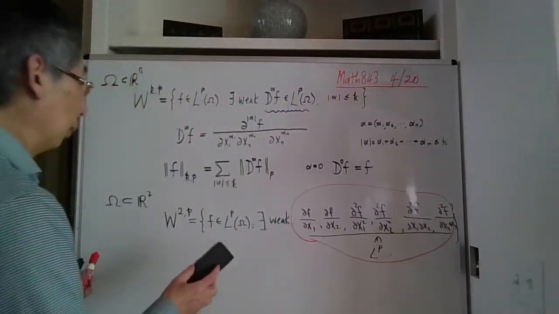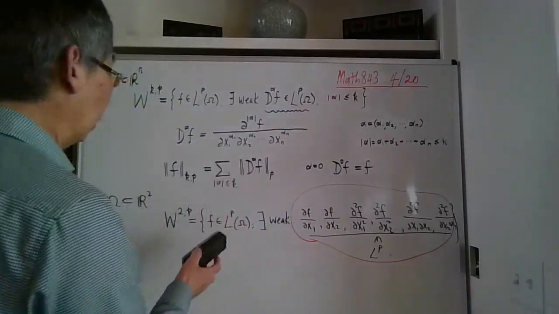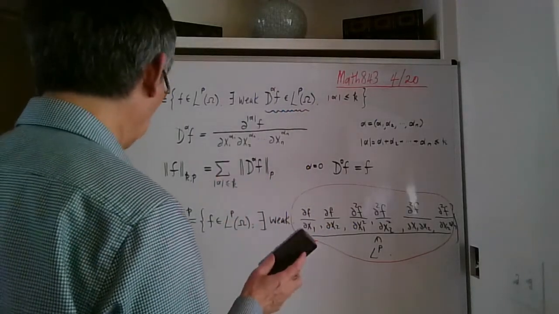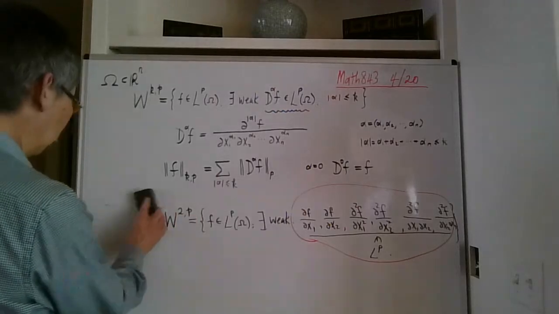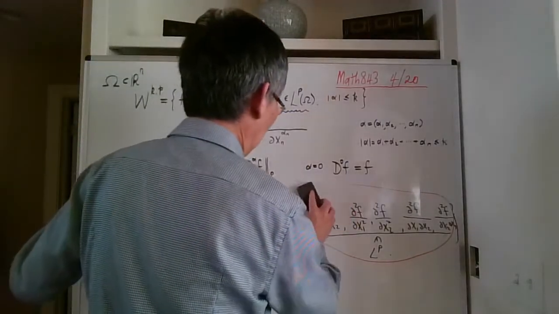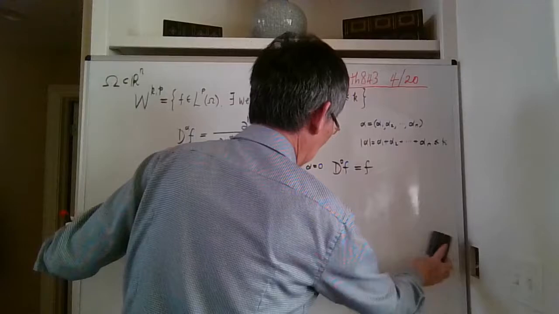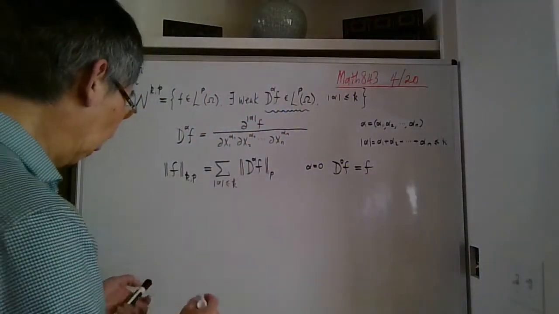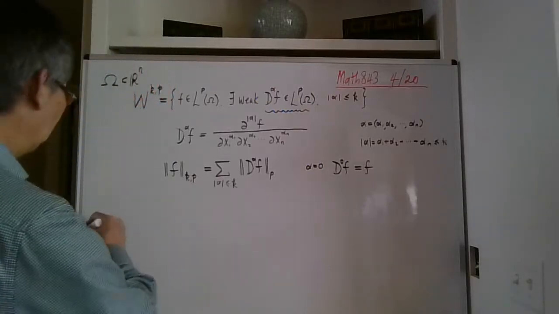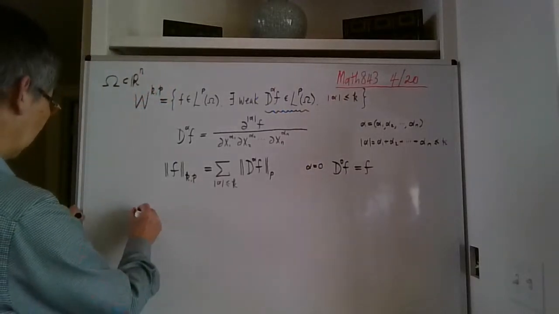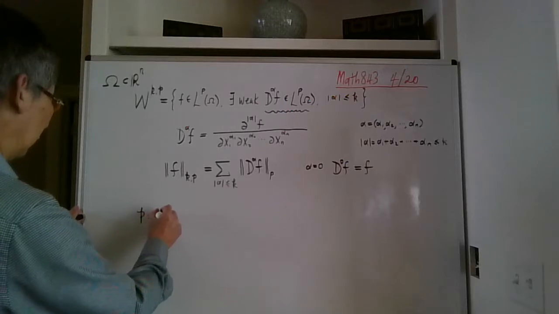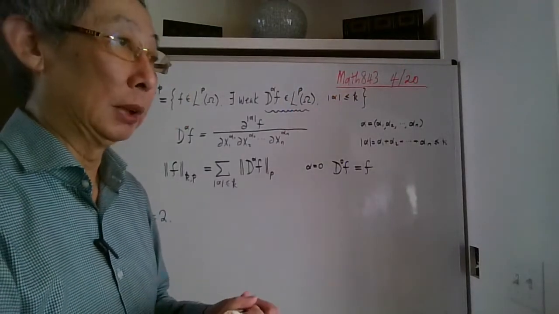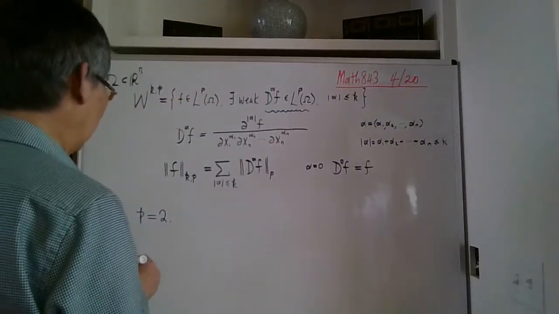And we also mentioned that this is the standard norm. You can also define other equivalent norms. I assume you all understand that; we actually talked about this last time. Another thing is that when p equals 2, this becomes not just a normed space, it's a space with an inner product.